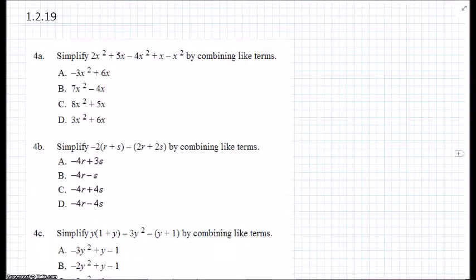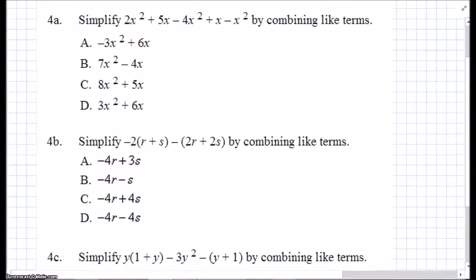Okay, for A, B, and C, take a little bit of time on your own and work these and see what you get.